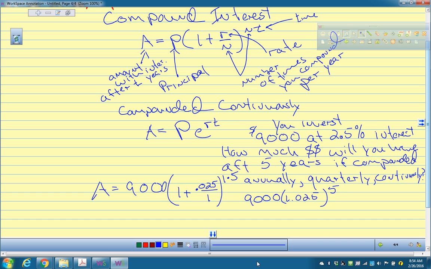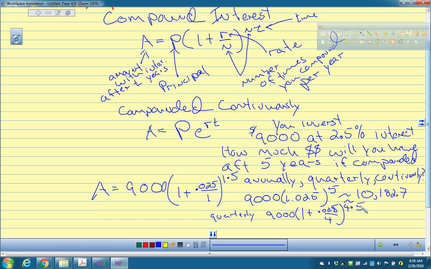Anyone want to do that on a calculator? Can you do that for me, Colton? What do you get? It's 10,182.7, okay? If you compound it quarterly, it looks like 9,000 times 1 plus 0.025 divided by 4, raised to the 4 times 5.